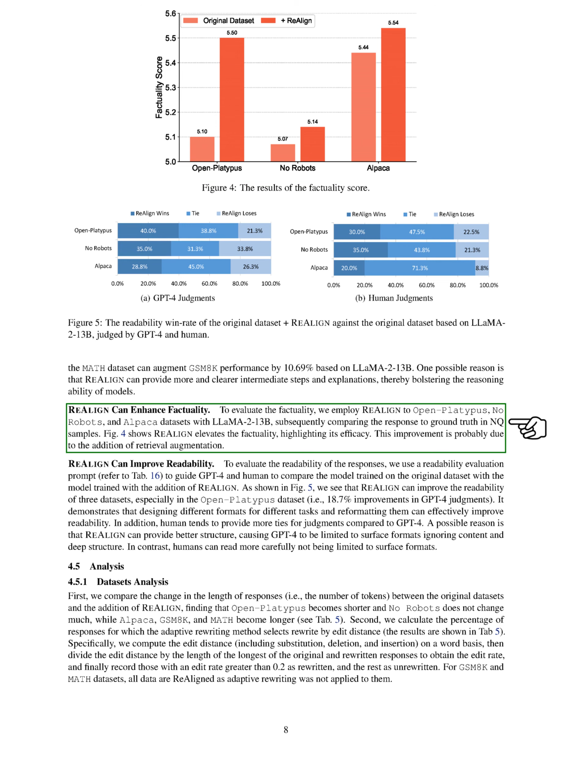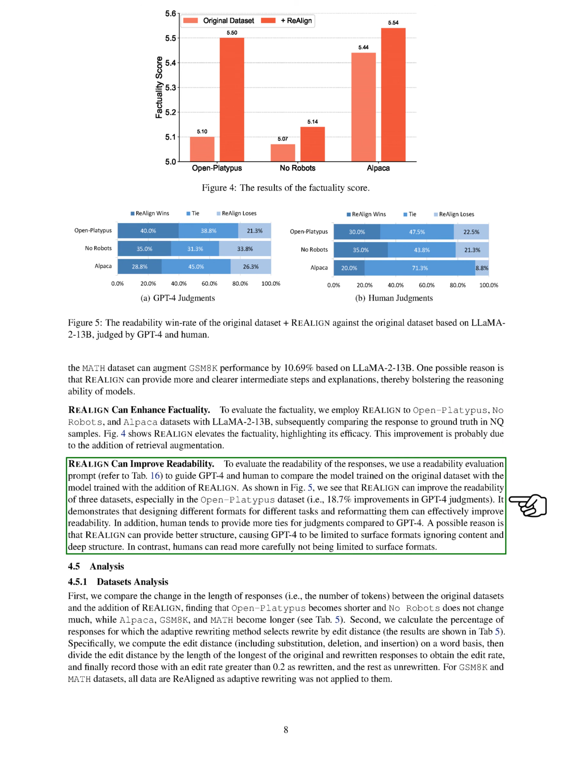Regarding readability, we employed a readability evaluation prompt to guide both GPT-4 and humans in comparing the model trained on the original dataset with the model trained with REALIGN. The results showed that REALIGN can improve the readability of responses across 3 datasets, particularly in the Open Platypus dataset, where there was an 18.7% improvement in GPT-4 judgments.